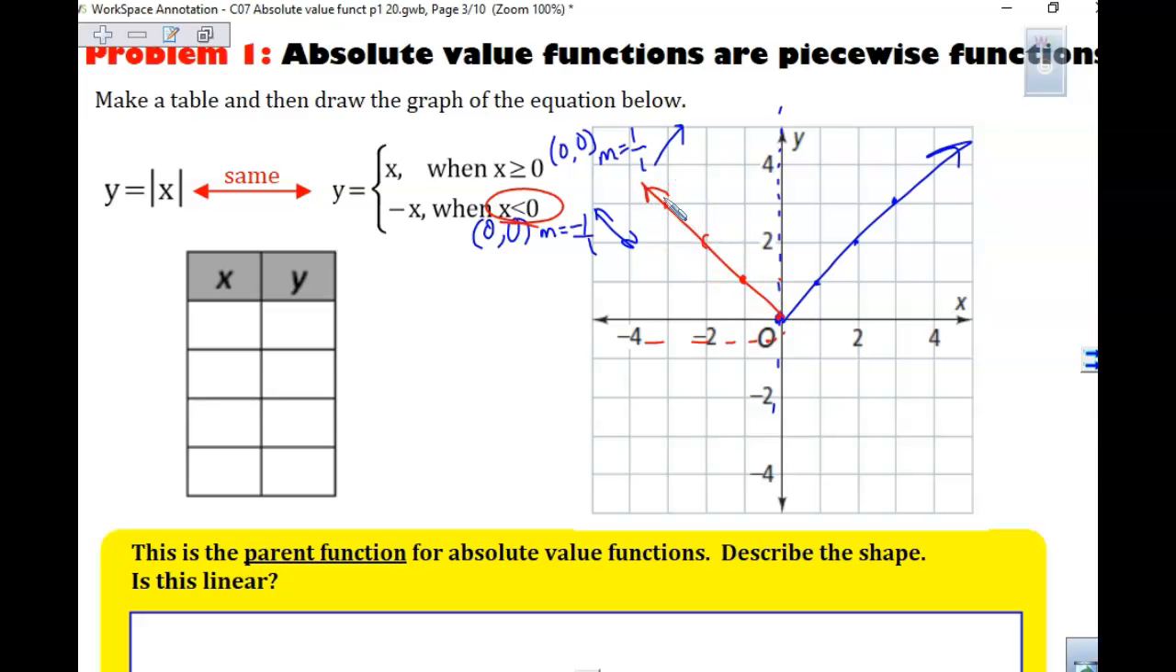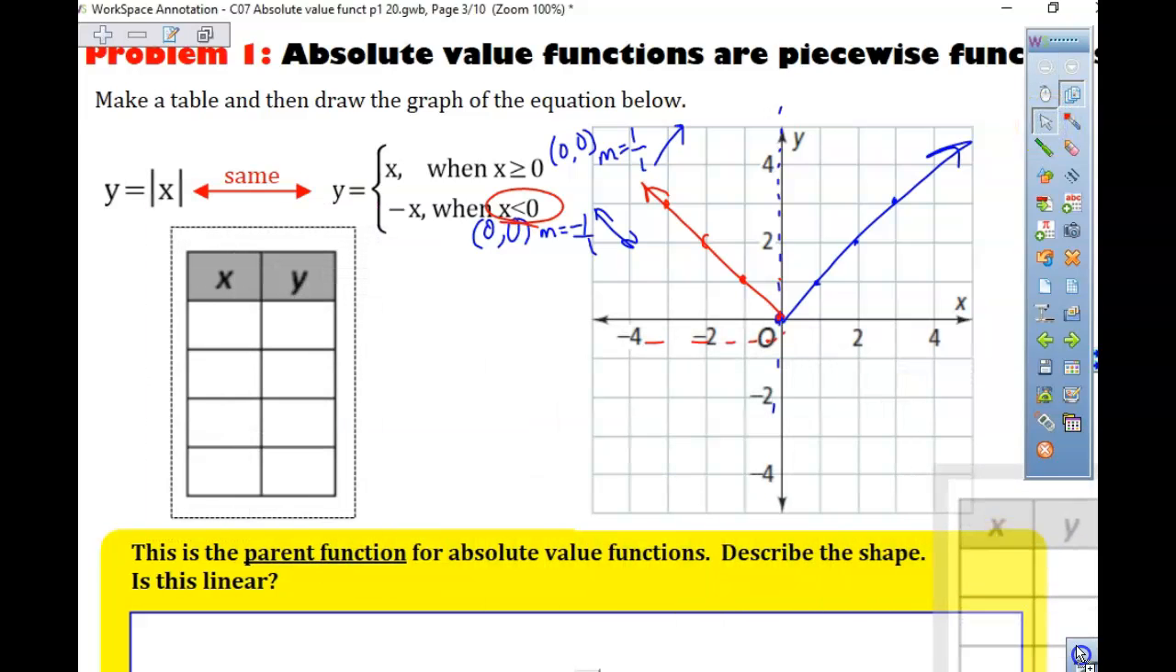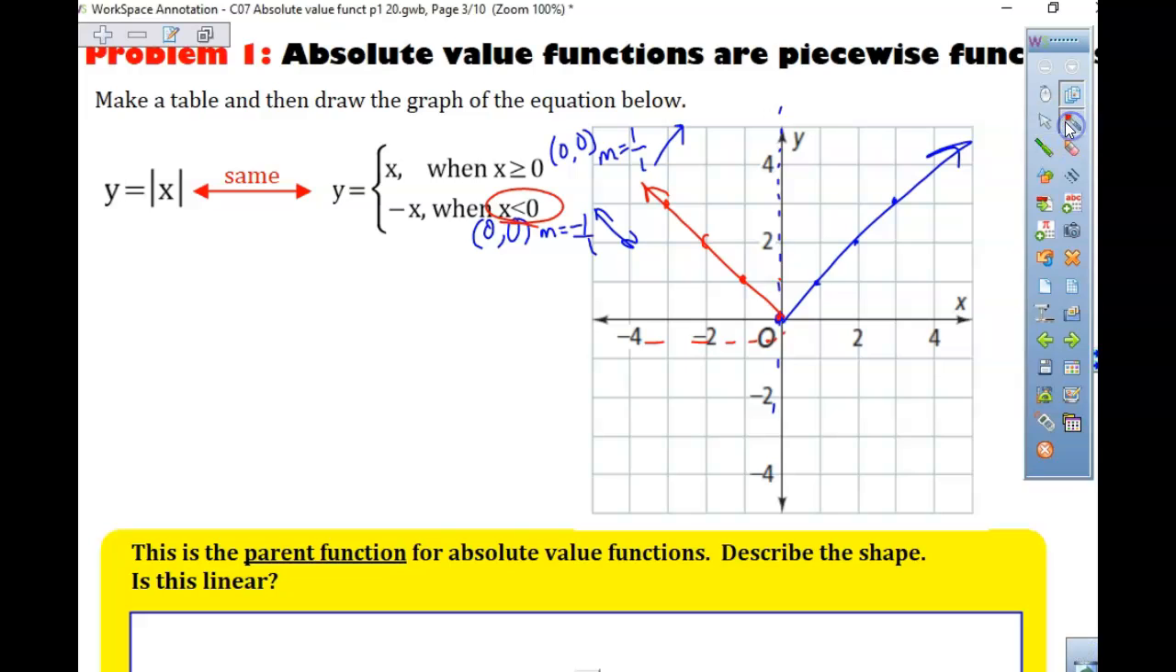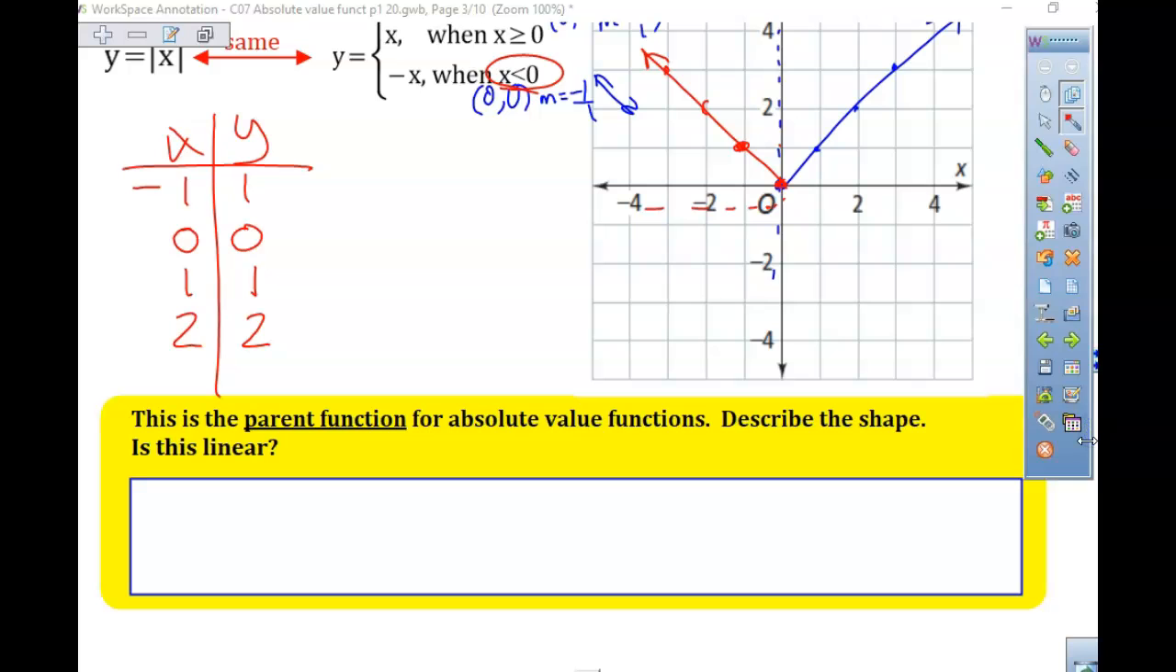And my absolute value function, if I would pick values like -1, the absolute value of -1 is 1. If I pick 0, absolute value of 0 is 0. So I have this point, I have this point. If I pick +1, it's 1. If I pick +2, it's 2. So this function is considered what we call the parent function.